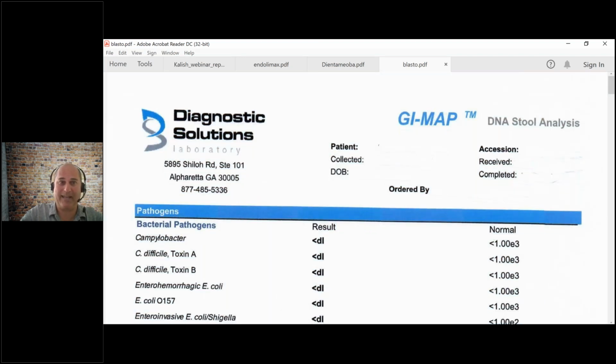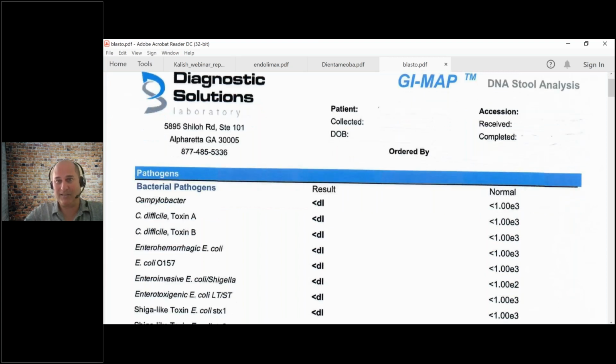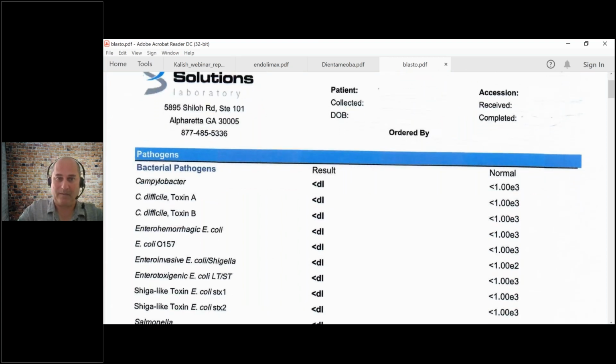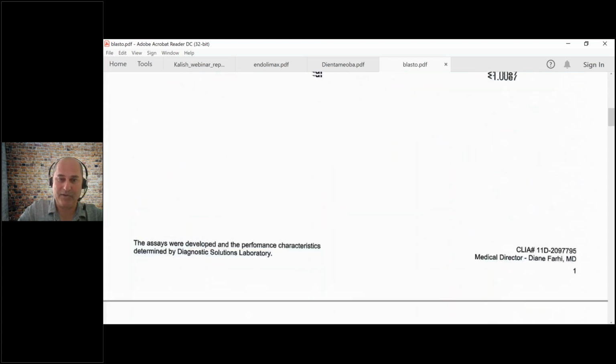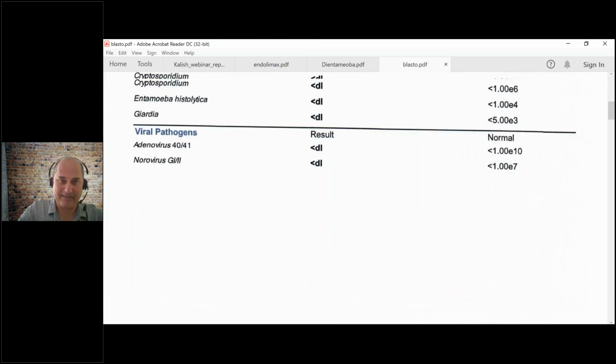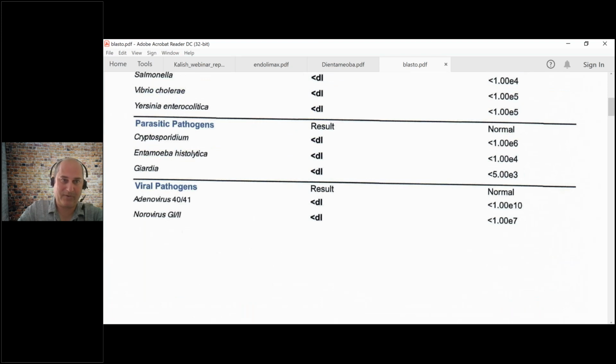So if you're looking at a Diagnostic Solutions GI-MAP, and again, we're going to open it up for questions in a couple minutes, so get your questions ready. And you go to just the section that says parasites: Crypto, Entamoeba histolytica, Giardia. That's the first thing I look at on these. If any of those is positive, game on. You've got some work to do.